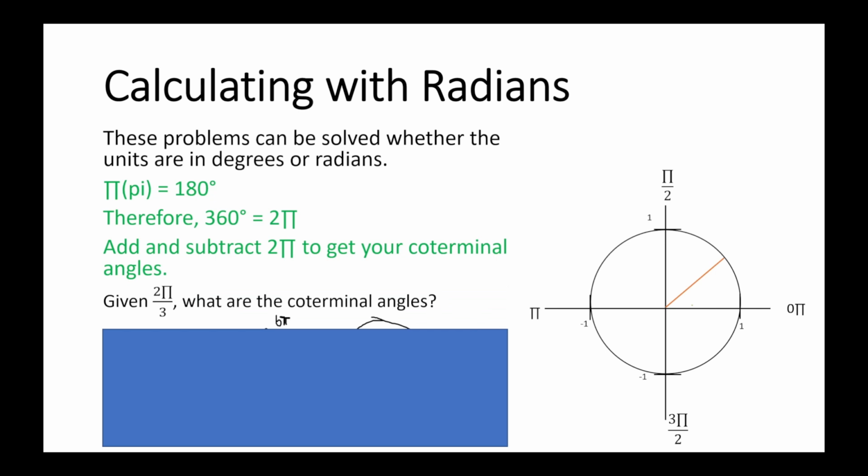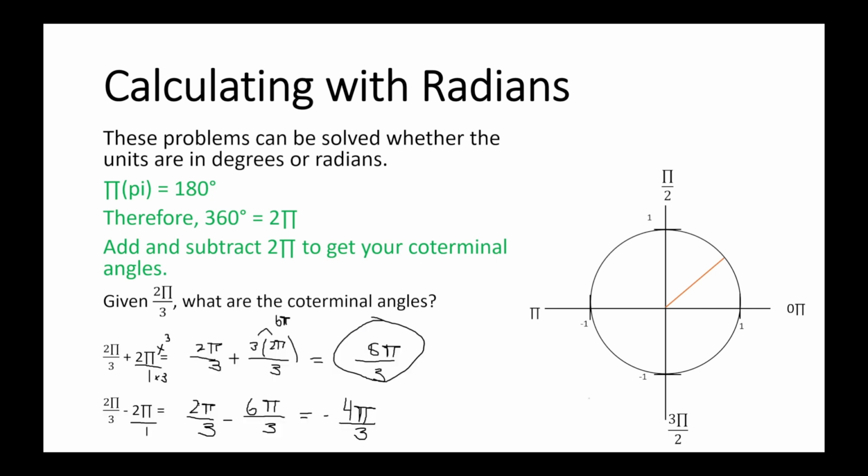Okay, so let's try it. Let's say we have 2 pi over 3, and I want to figure out what my coterminal angles are. I'm going to add 2 pi. And here's the work that I show here. I'm just going to go through each part, so take a quick look. We're going to go through each one by one.